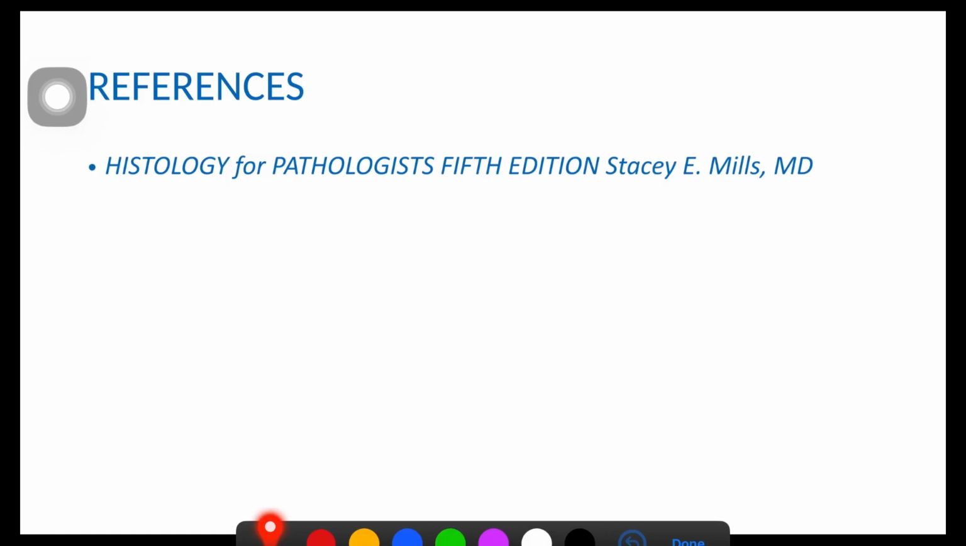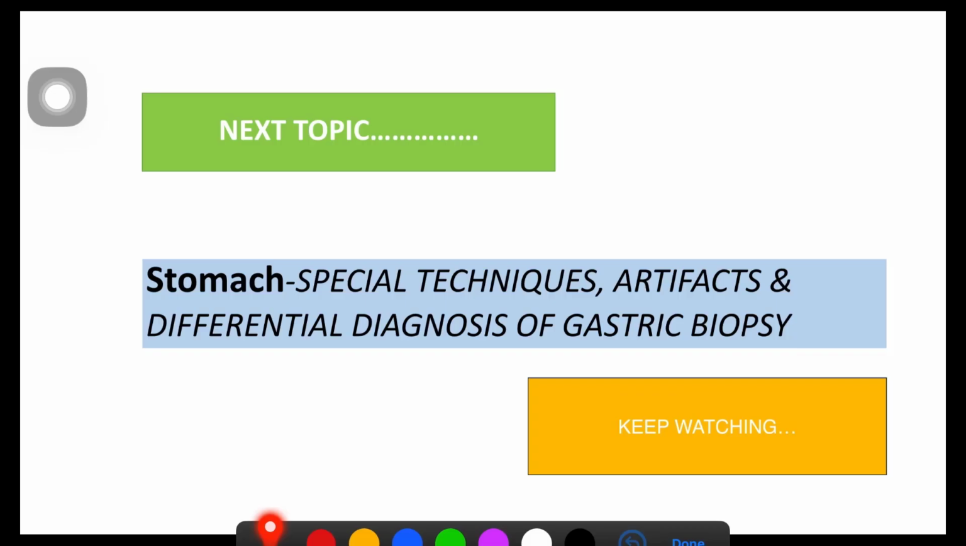And this is the reference from this book. I have made this lecture, and in our next topic we will see some special techniques, artifacts and differential diagnosis of gastric biopsy.